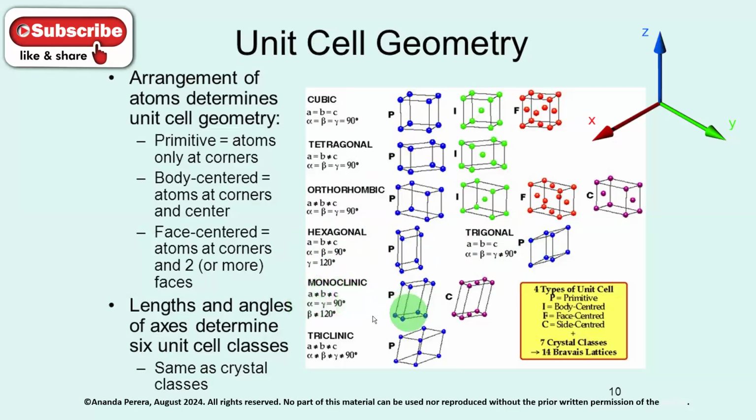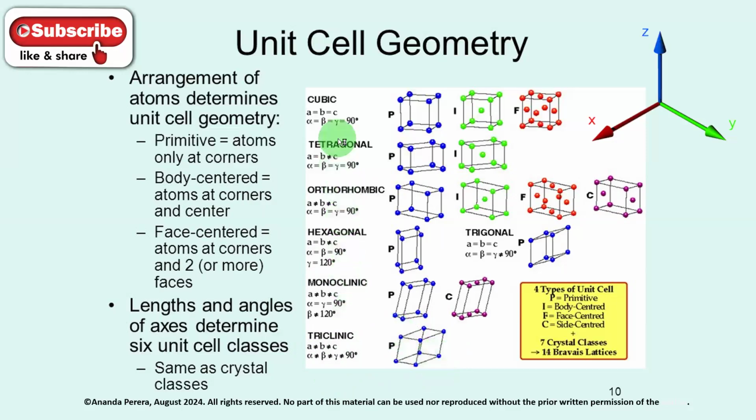Now monoclinic: A, B, C not equal. Alpha and gamma are 90, but beta is 120. This is beta. So this is the shape. It is monoclinic. Then triclinic is ABC not equal, alpha, beta, gamma not equal to 90 degrees. That is triclinic. So there are 7 crystal classes.